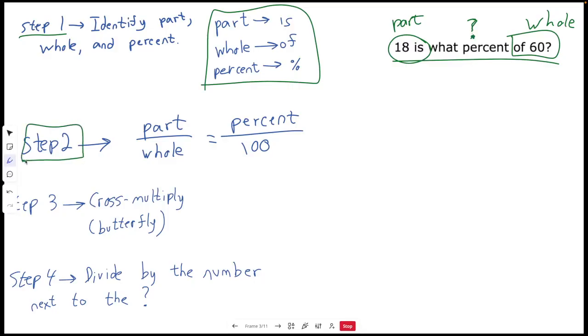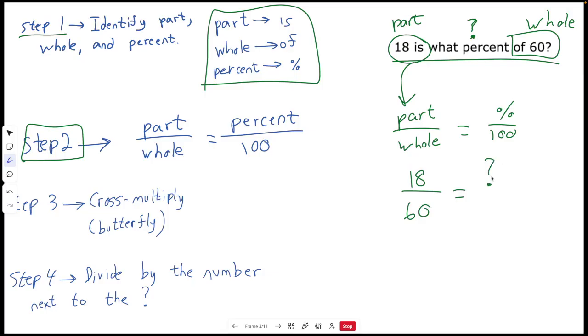All right, step two. We're going to use this formula, this part over whole, part over whole equals the percent over 100. And we're going to put in numbers where they go. So for example, we found in step one, the part is 18. So I'm going to put 18 right here. So we're going to have 18 over the whole, which is 60. We don't know the percentage. That's the question mark. And this is always 100 in the formula. Okay, that 100 never moves or changes. All right, step two is done.